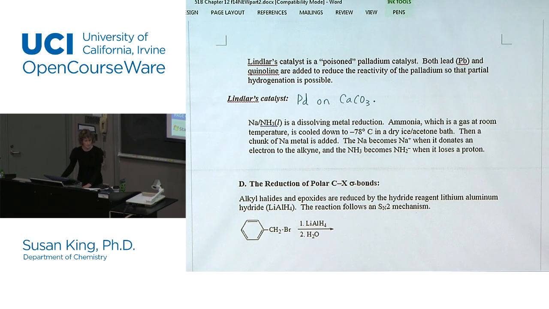So what does that mean? Since this reaction takes place on the surface of a metal, if you increase the surface area, you increase the rate of the reaction. So very often the palladium is deposited on something that has a lot of pores so that you can increase the surface area. And so that's with the palladium on calcium carbonate. And then you add lead acetate. So lead is poisonous for us, also poisonous for the catalyst. We won't go into the details of why that is, but it is the case. And quinoline.